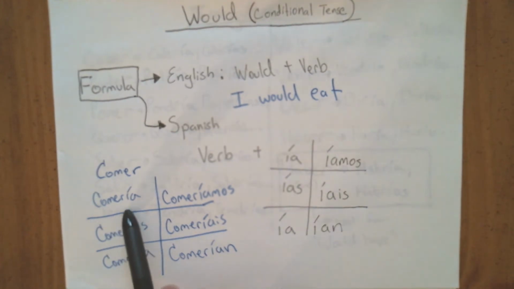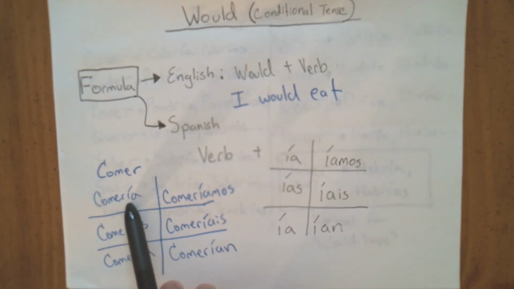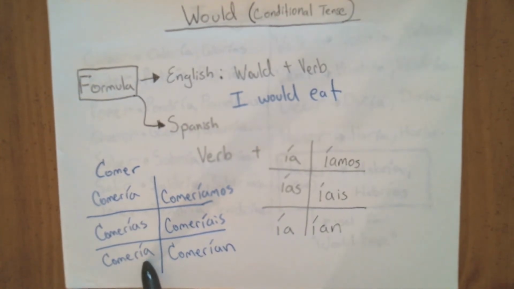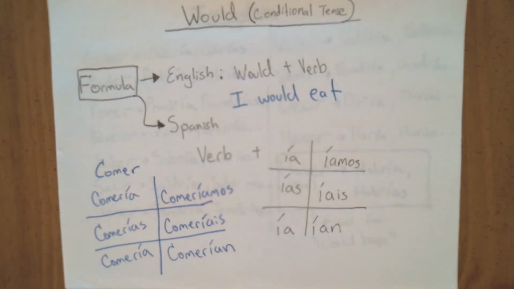So this would is in the I form. This would ending is in the you form. This would ending is in the he or she form, and so on and so forth. So there's no need to take an extra word that means would and put it in front of the verb. In Spanish, you just add something to the ending of the verb that's called conjugation to let you know that it's a would statement. Pretty simple enough, right?